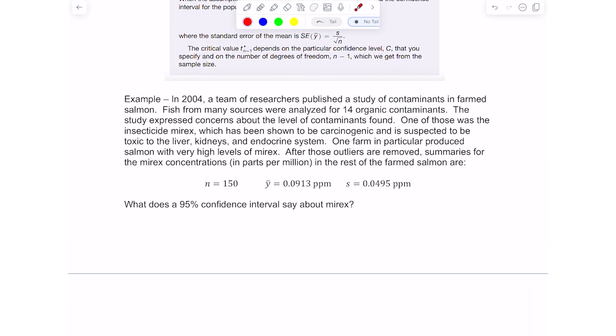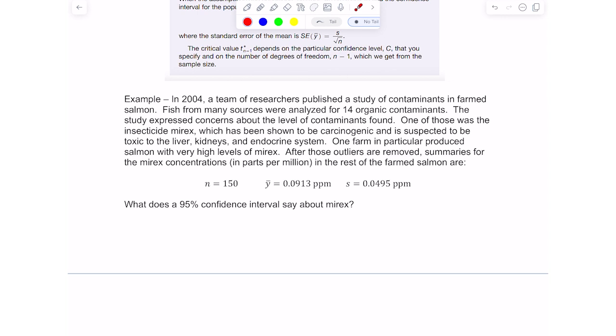In 2004, a team of researchers published a study of contaminants in farmed salmon. Fish from many sources were analyzed for 14 organic contaminants. The study expressed concerns about the level of contaminants found. One of those was the insecticide Mirex, which has been shown to be carcinogenic and is suspected to be toxic to the liver, kidneys, and endocrine system. One farm in particular produced salmon with very high levels of Mirex.